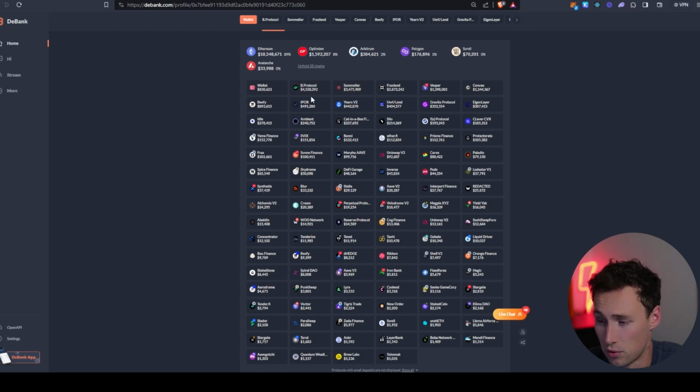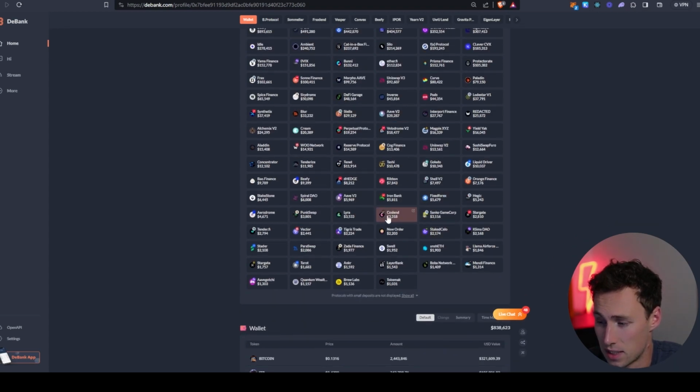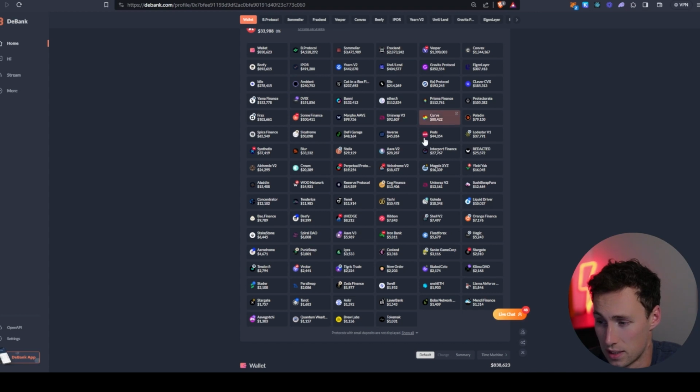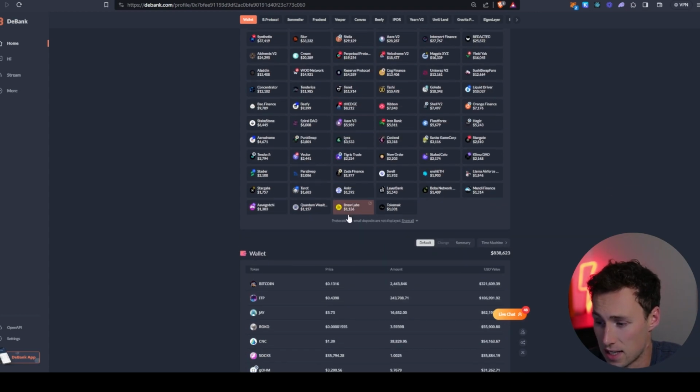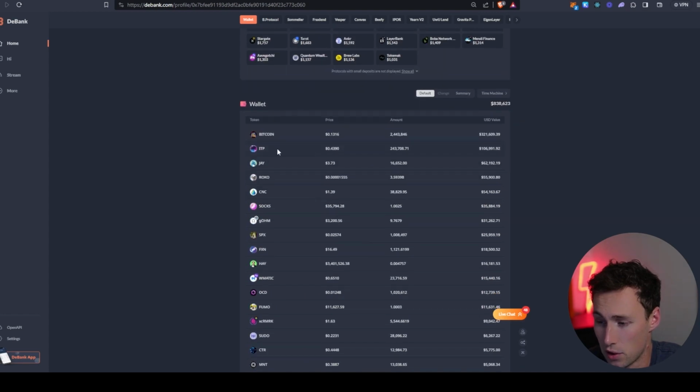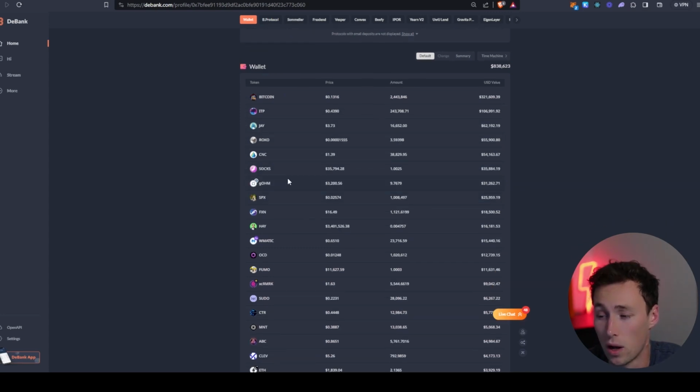And then you can see all the protocols they're on. So this individual or group of individuals is in dozens and dozens of different protocols, and you can see their exact allocation across all of these. And then if you go down to their wallet, you can see their current portfolio allocation that's in their wallet and not in any sort of DeFi protocol.